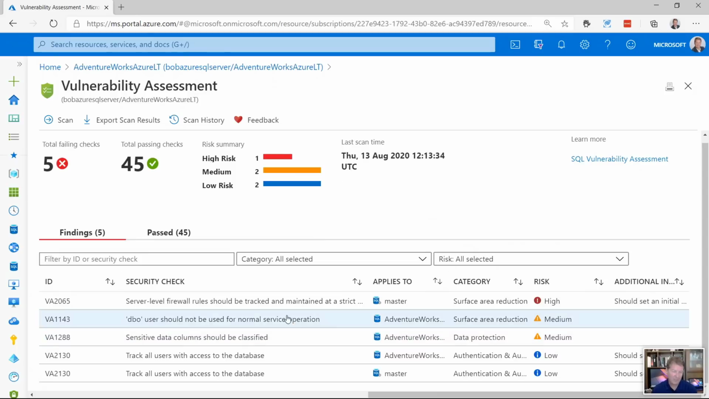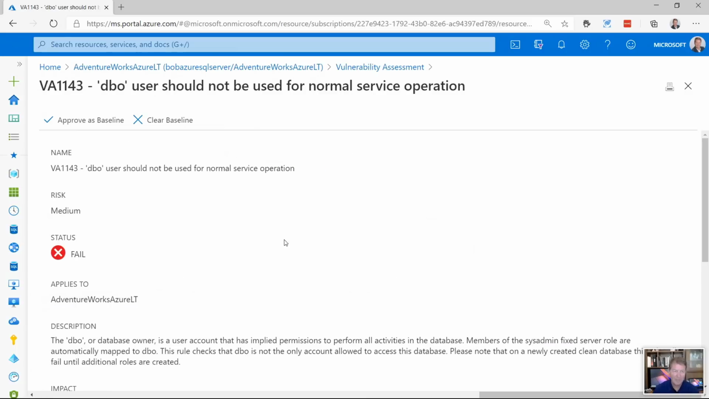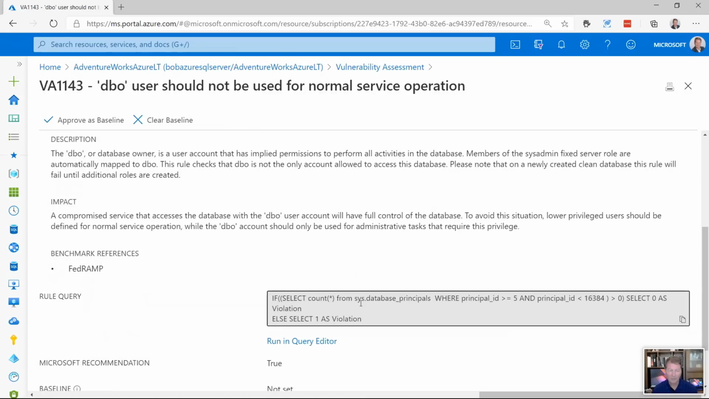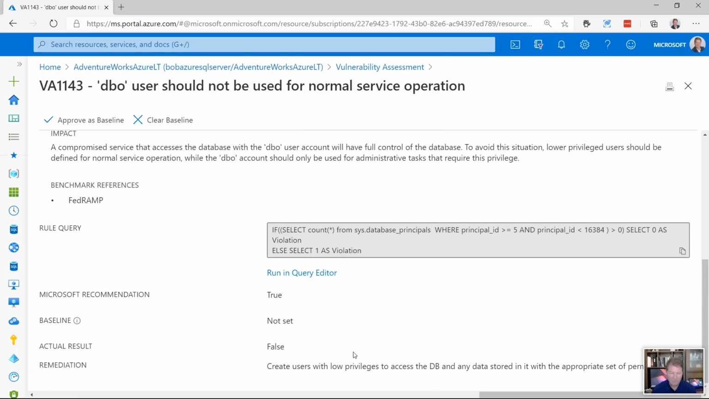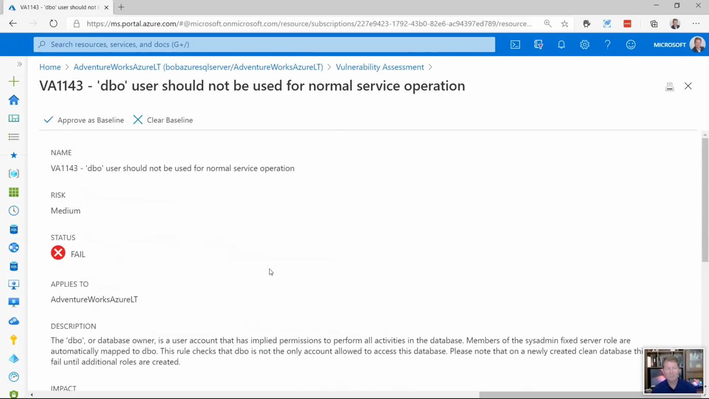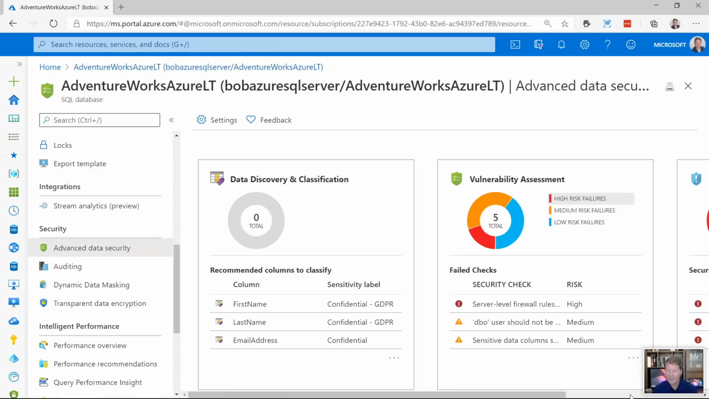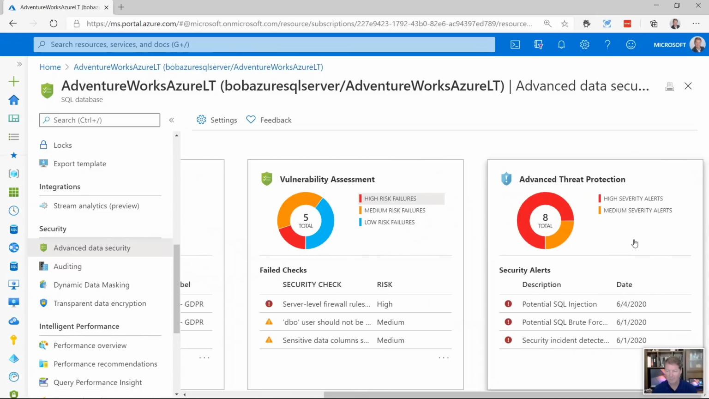Now, the other thing I love about this feature is you can go to a given type of security check, like, hey, the DBO user shouldn't be there for normal service operations. And you can look down here at the query we're running to see what the rule looks like. You can even run it in an editor. You can see more description about it. But let's say you decide that's okay for my environment. You can approve it as a baseline, and then we won't flag that in the future. So that's vulnerability assessment. And then the last piece is what we just talked about, advanced threat protection.